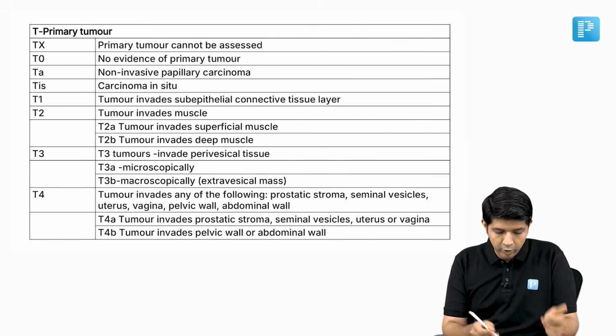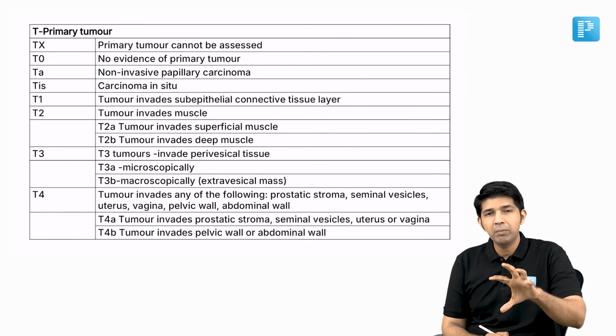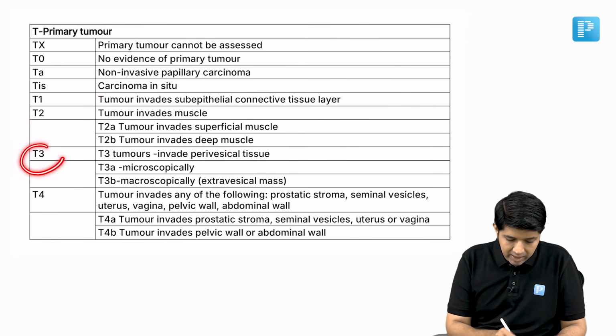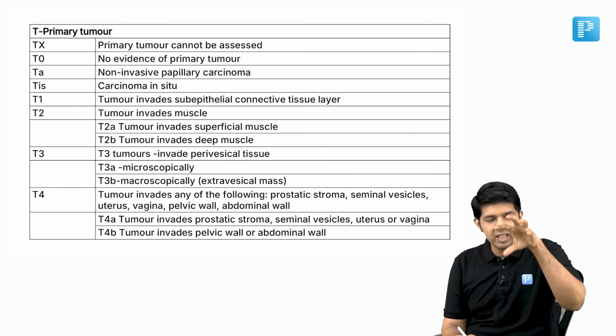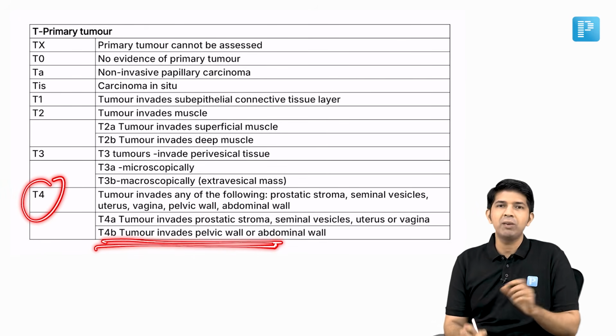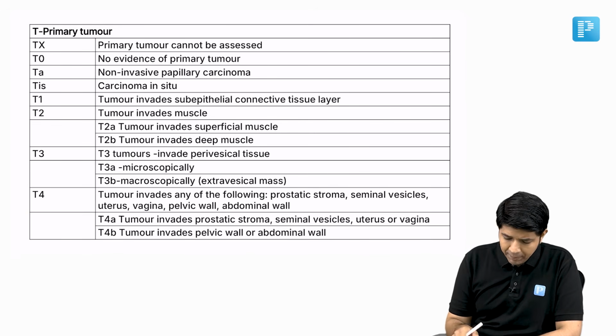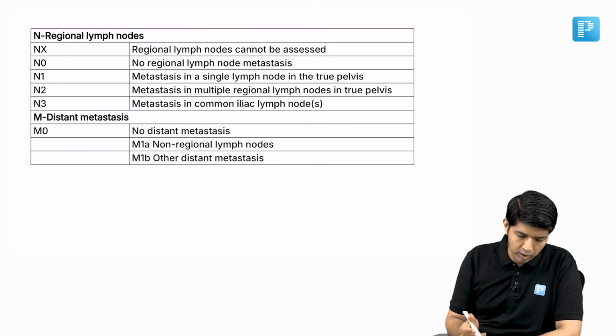If you find induration, that means it is T2. If you find a mass but it is mobile, then it is T3. If you find a mass that is fixed, then it is T4. That also preferably your T4B. Why? Because that is the one which is adherent to the lateral pelvic wall or the abdominal wall.